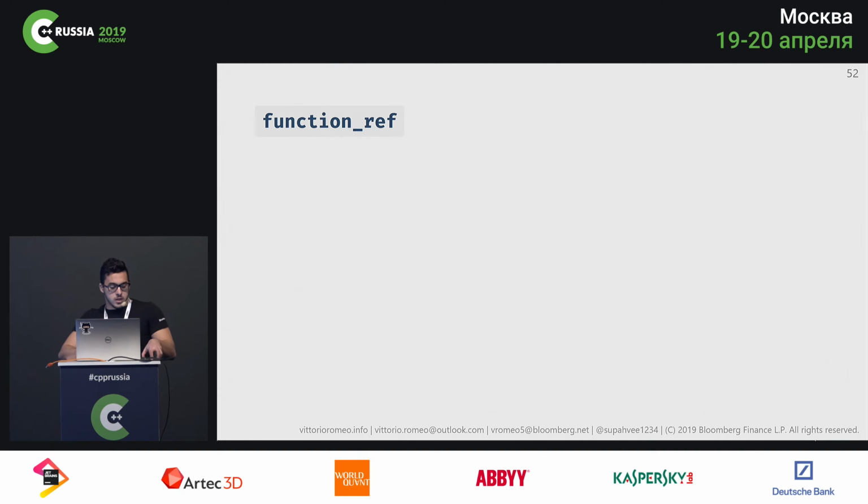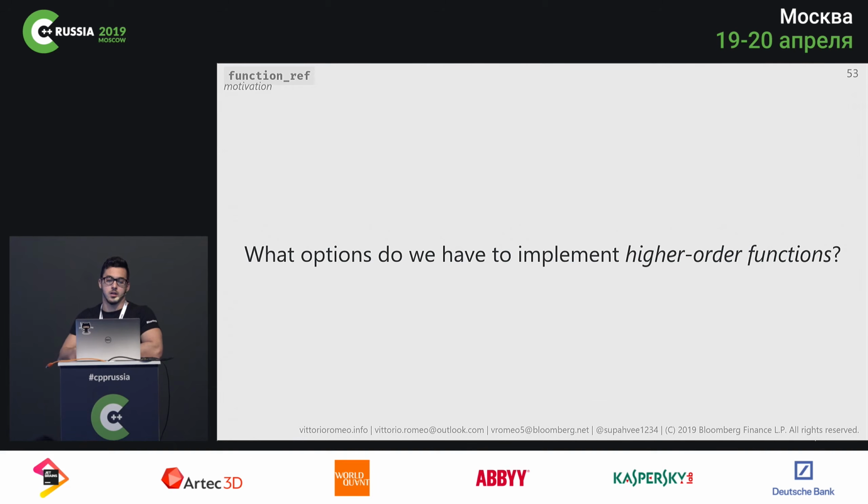OK, so that was the first half of the talk. Now let's get into function_ref. What I'm going to talk about is basically this new proposal that I have in the standard committee. It's probably going to make it into C++20, worst case scenario into 23. And it's a simple utility that allows us to implement higher order functions in a different way compared to templates.